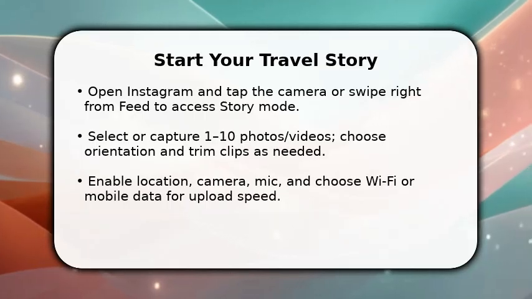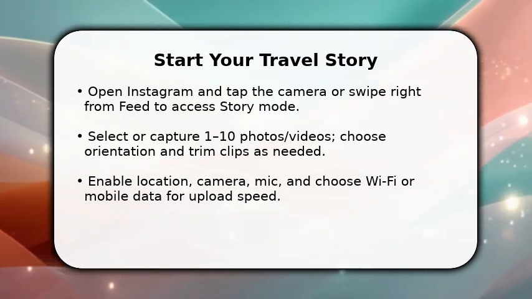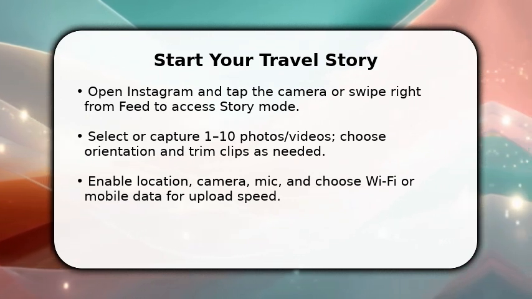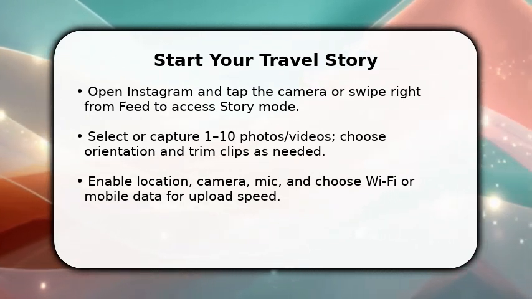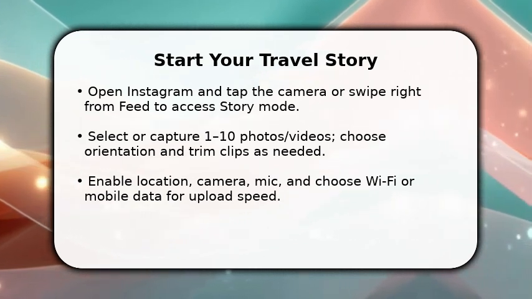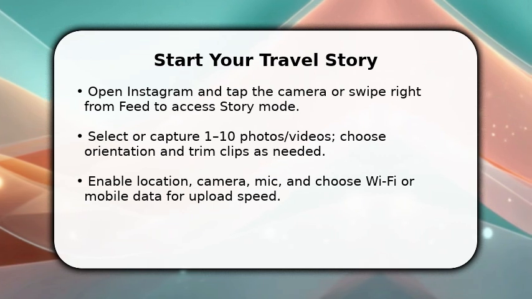You're ready to begin. Open Instagram and go straight to Story Camera. First, pick or record the media you want, photos or short videos, and trim clips so the narrative flows. Once done, make sure location and camera permissions are enabled. This lets you tag places and capture authenticity. Also, check your connection so uploads don't stall.